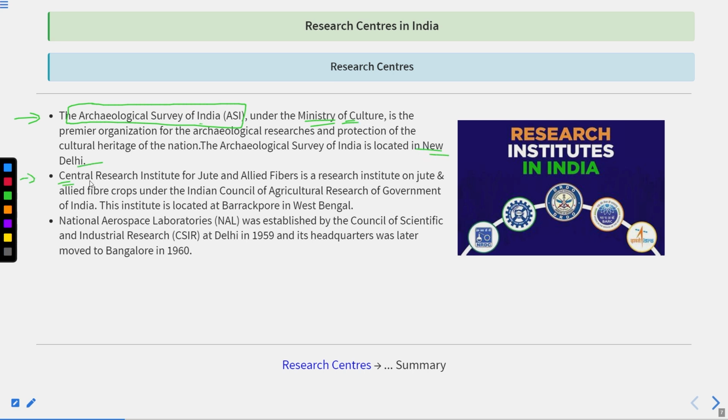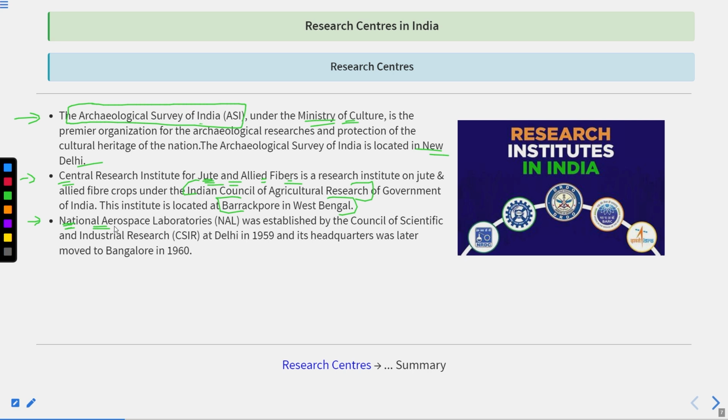After this, we have the Central Research Institute for Jute and Allied Fibres. It is a research institute on jute and allied fibre crops, and it comes under the ICAR, the Indian Council of Agricultural Research, under the Government of India. The institute is located at Barrackpore in West Bengal, and this region is well known for its high production of jute and allied fibres. So that's why again we have another institute near the production line.